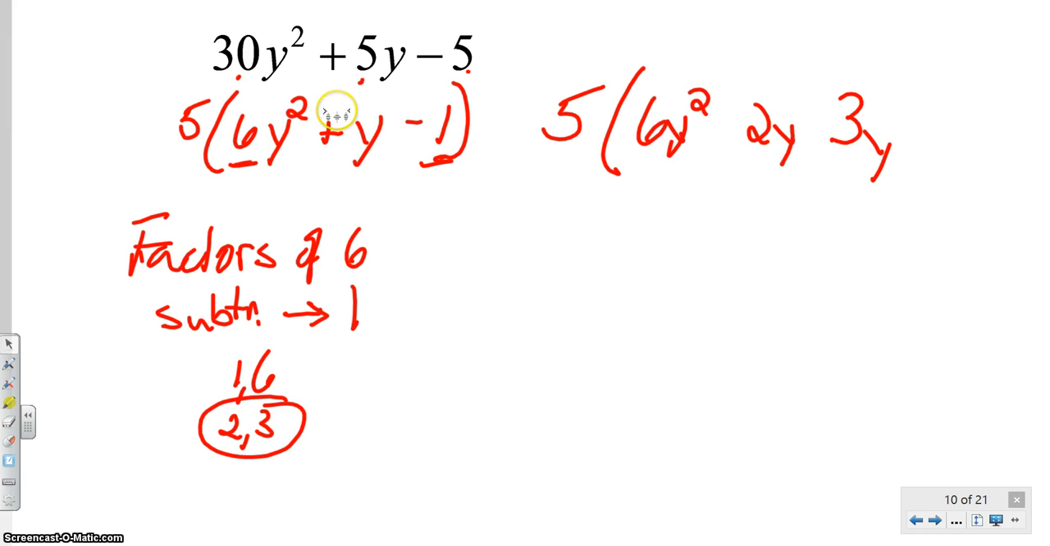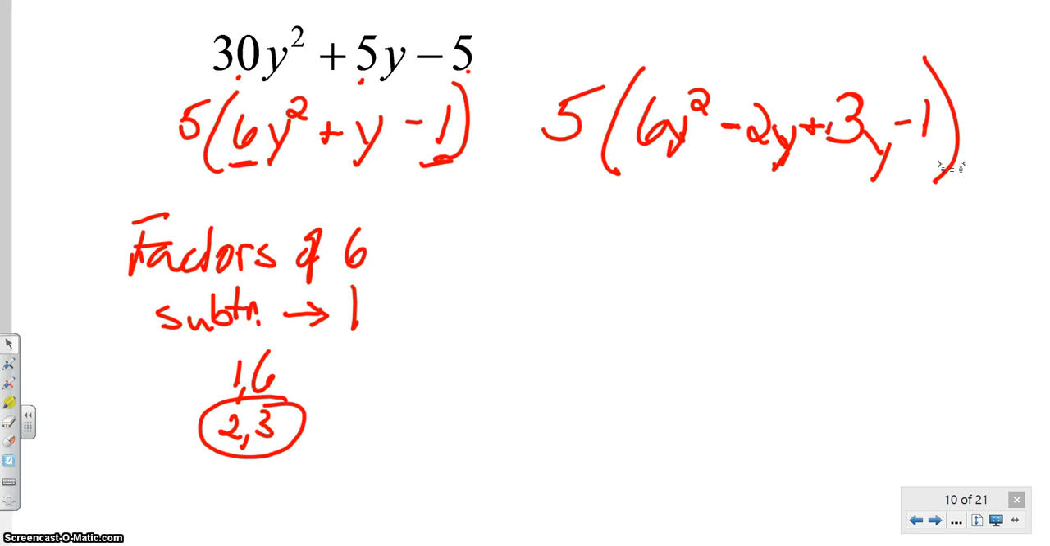And this tells me that the larger number must be positive. So that means the positive goes here. Positive goes there. And the minus goes there. And then we have a minus 1.